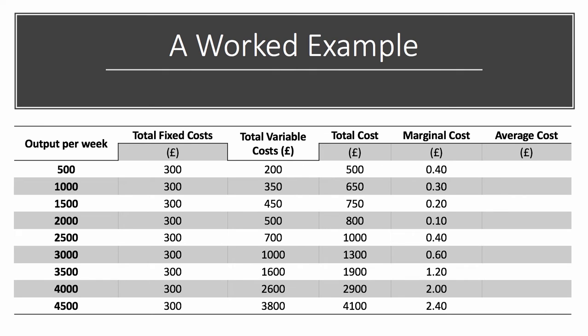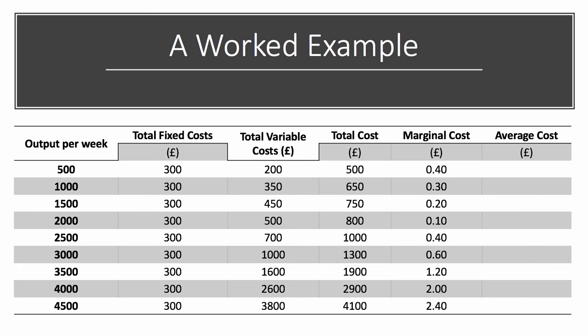The final column, if you want to have a go, is average cost. Average cost is simply total cost, column 4, divided by output per week, column 1. If you want to have a go at calculating the cost per unit for different ranges of output then.